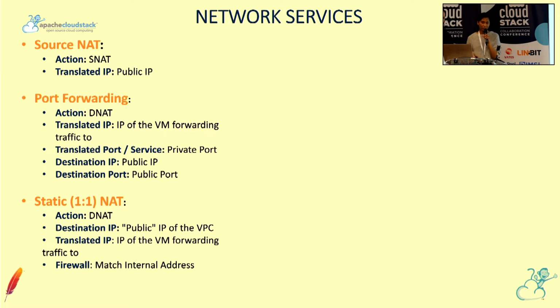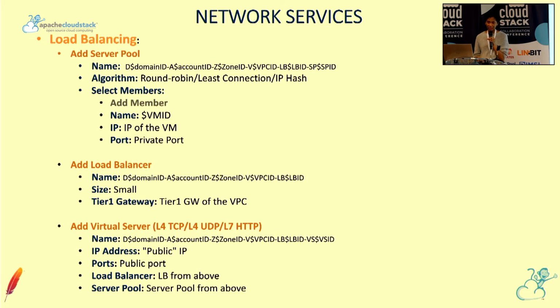Going into the VPC functions that have been implemented on the NSX side, we have source NAT, where the action on the NSX side is SNAT, whereas port forwarding is DNAT with the port and public IPs being specified. The one-to-one NAT is basically similar to port forwarding, but without the ports being defined. And lastly, we have the load balancing, which is a little more involved.